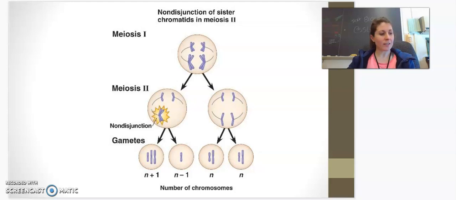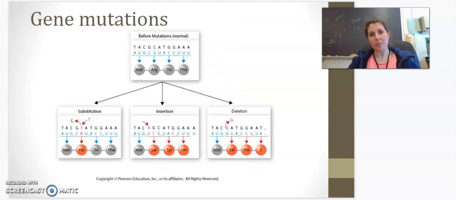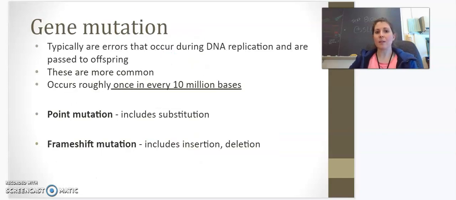So we're going to talk gene level mutations. This is on your next page. Gene level mutations are mutations in the nucleotide sequence. There are 2 main types that we're going to look at: point mutations and frame shift mutations. Point mutations are going to include things like substitution, and then we'll look at a few types of substitution. And then frame shift mutations will include insertion and deletion of nucleotides.